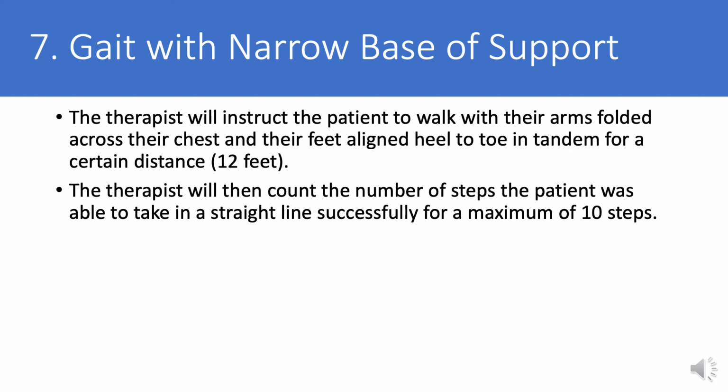So they will have to overcome an obstacle rather than avoid the obstacle. The seventh of the 10 assessments will be gait with a narrow base of support. So the therapist is instructing the patient to walk with their arms folded across their chest rather than on their sides, and their feet aligned heel to toe. So if the right foot is in front, it's the right heel touching the left toe, and walking in tandem with them through 12 feet. The therapist will count the number of steps the patient was able to take in a straight line successfully for a maximum of 10 steps.